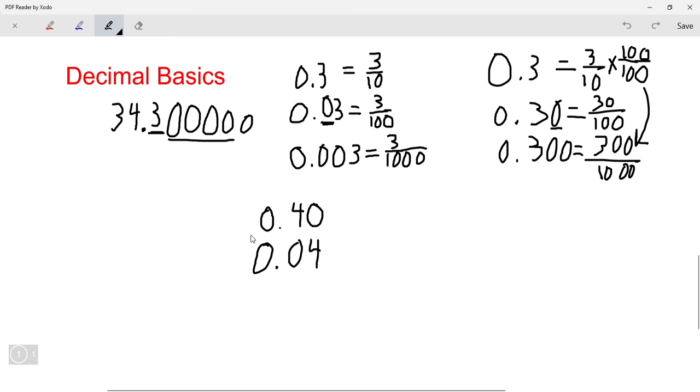So I think I'll probably make another video about comparing decimals at some point, but this is kind of the basics of decimals. It's just continuing place value to the right of the ones place, basically. Hopefully that video was helpful and clear.